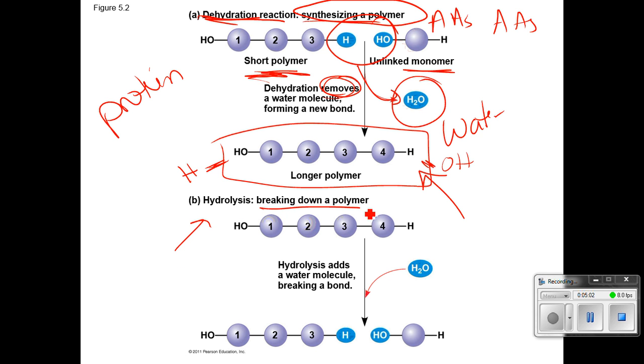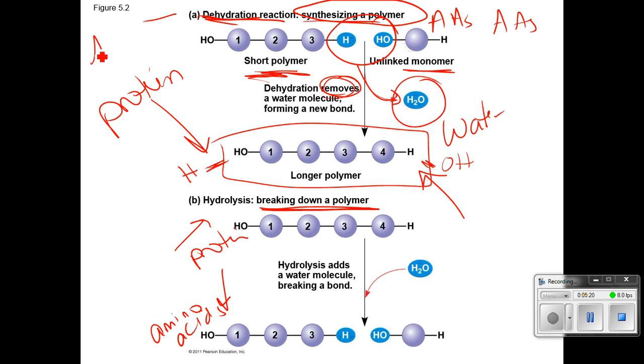Hydrolysis is when we're breaking down a polymer. So we're taking a polymer, something large, and we're breaking it down. So again, say we're going to start with a protein here. We're going to break it down into its simple amino acids. Now, in a dehydration reaction, we're producing a protein when we're starting with the amino acids.